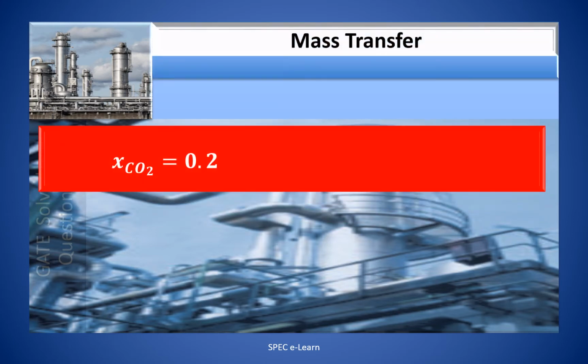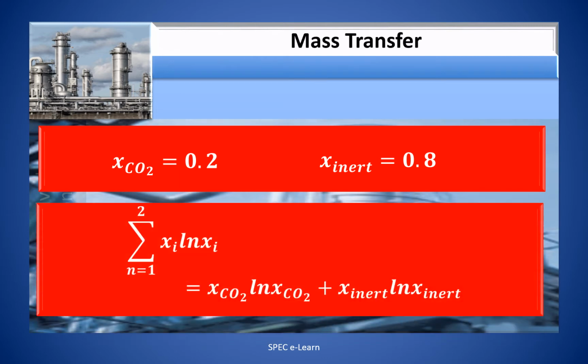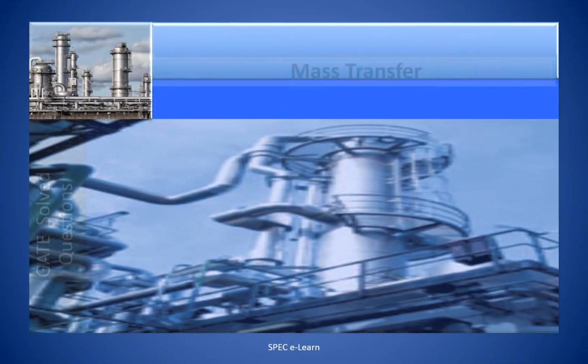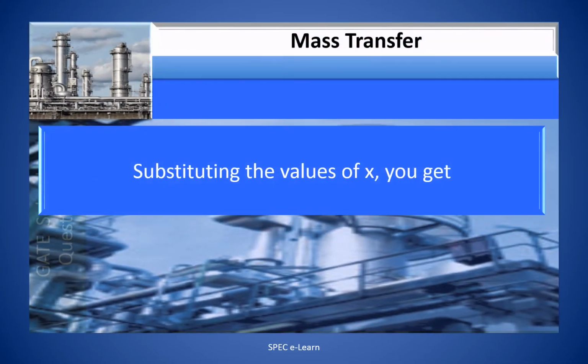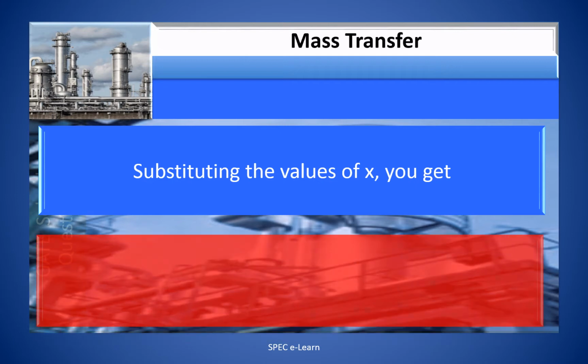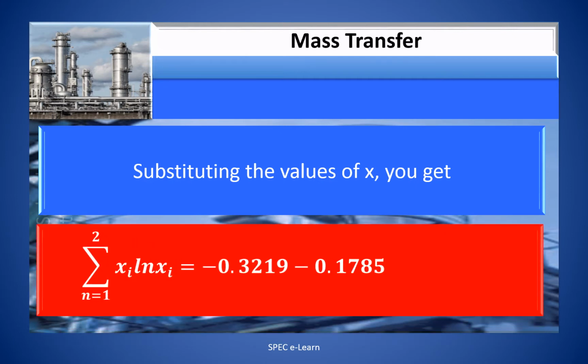x CO2 is 0.2, x inert is 0.8. So sigma i equal to 1 to 2, x_i times ln x_i equal to x CO2 ln x CO2 plus x inert ln x inert. Substituting the values of x, you get sigma i equal to 1 to 2, x_i times ln x_i equal to minus 0.3219 minus 0.1785 equal to minus 0.5004.